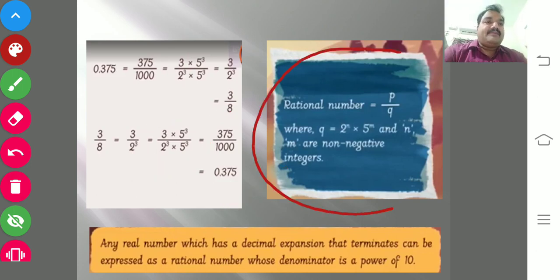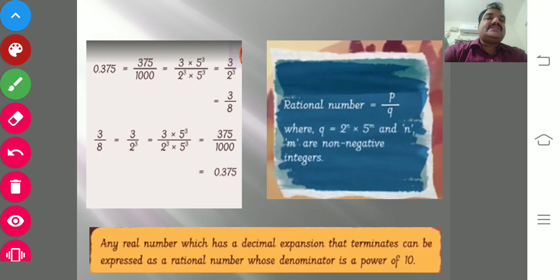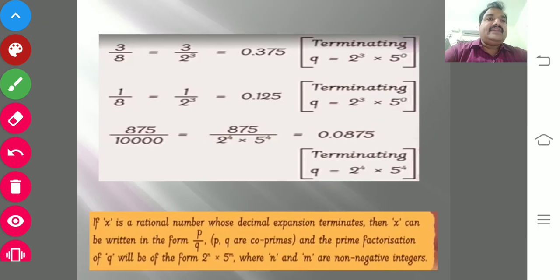So this is the main concept, children. A rational number p by q, where q, the denominator, is of the form 2 power n into 5 power m, and n and m are non-negative integers. This is the basic fundamental. In the next slides you will come to know how to find terminating and non-terminating decimals.